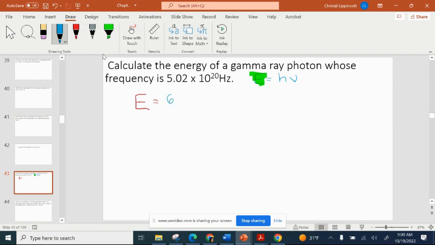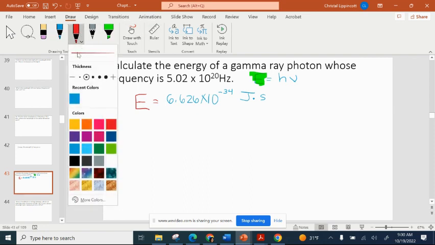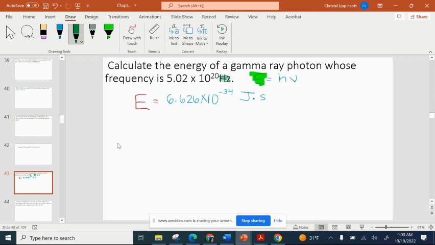So I'm going to grab Planck's constant. It was 6.626 times 10 to the negative 34 joules seconds. I am then going to multiply that by my frequency, which is V here. Remember, the units for frequency, instead of hertz, we can write down 1 over seconds. So that's what I'm going to write down because I want to cancel these seconds out. So I'm going to multiply this by 5.02 times 10 to the 20th, and that is 1 over seconds.